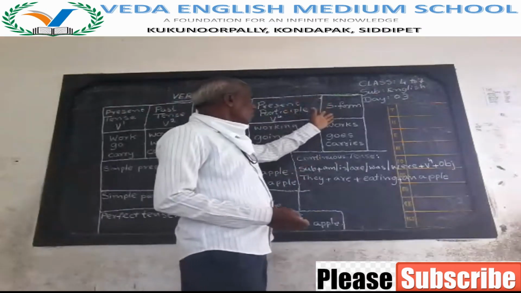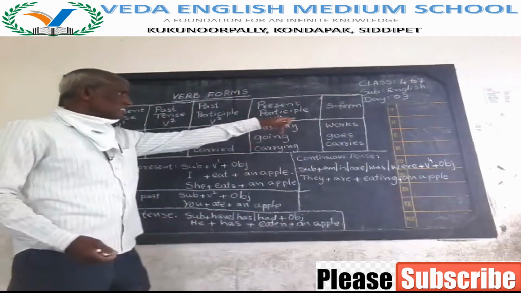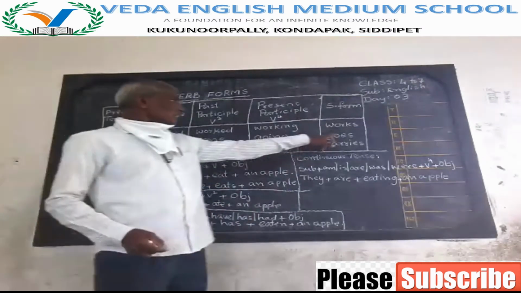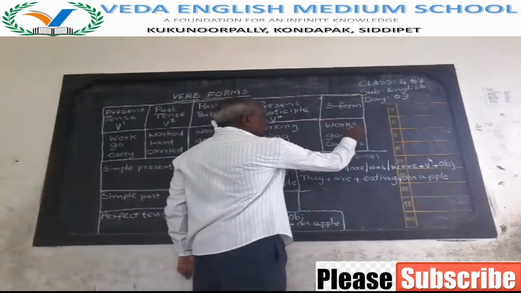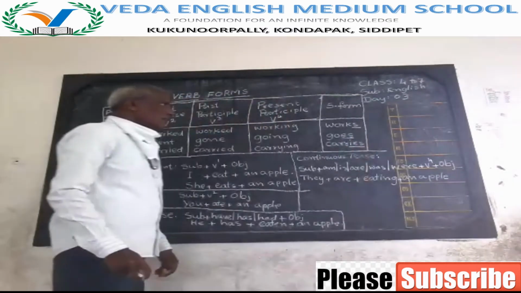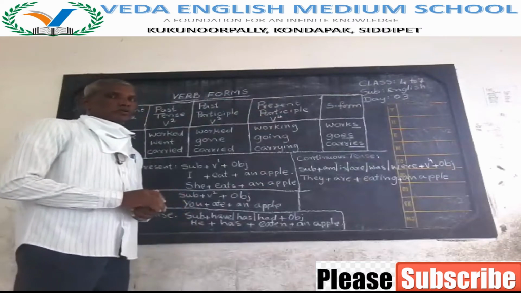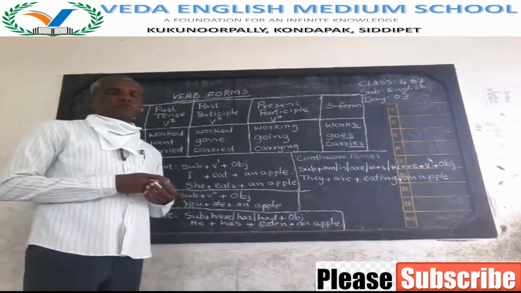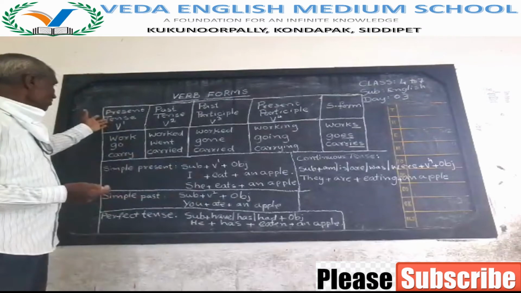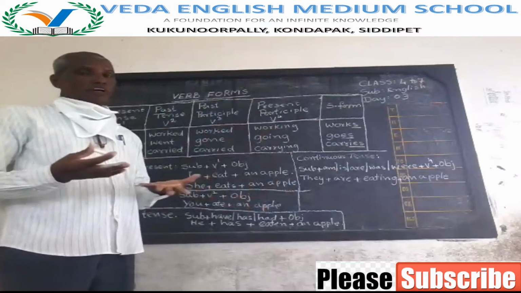Here, S form. See, to the base work, we add S. It becomes works. In the same way, to go, we add ES. Here we add ES. Here we add IES. So, these are all verb forms. We have to learn all these verb forms to make correct sentences. So, now we know that there are 4 or we can say 5 verb forms.